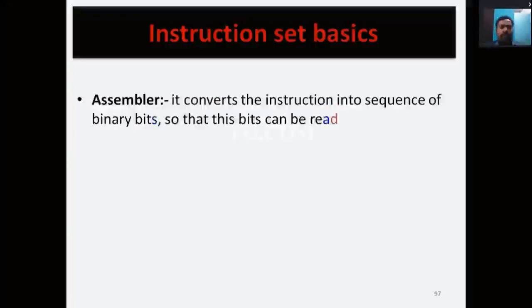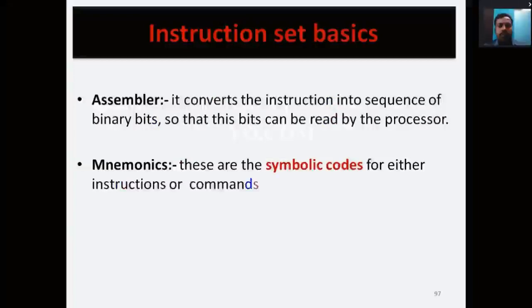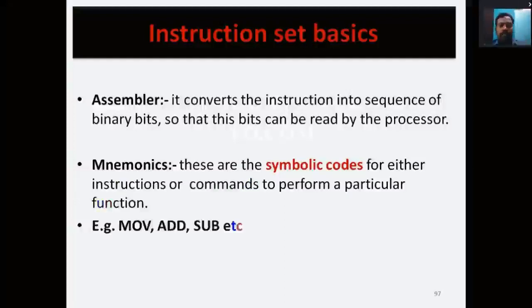The next one is assembler. What is an assembler? Assemble means making a group. An assembler is software that is used to convert instructions into a sequence of binary bits. Sequence means continuous. So the assembler converts instructions into binary bits so that they can be read by the microprocessor. It converts assembly language into machine language. We will see this in the lab.